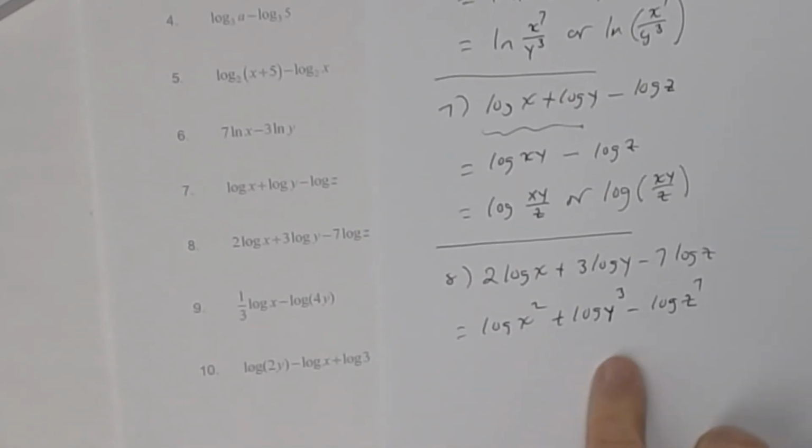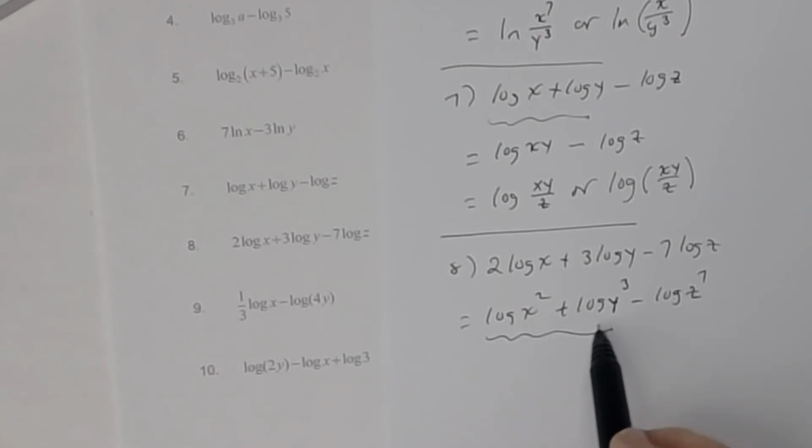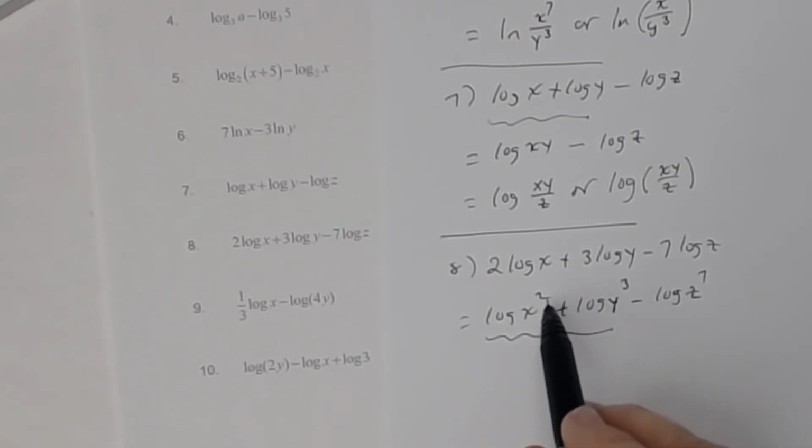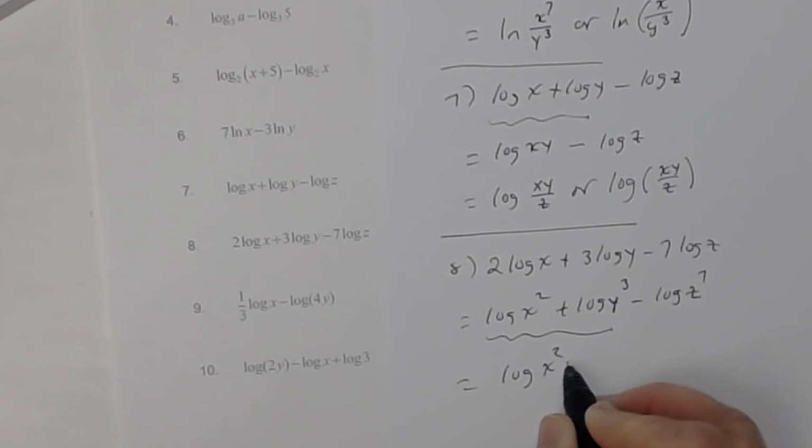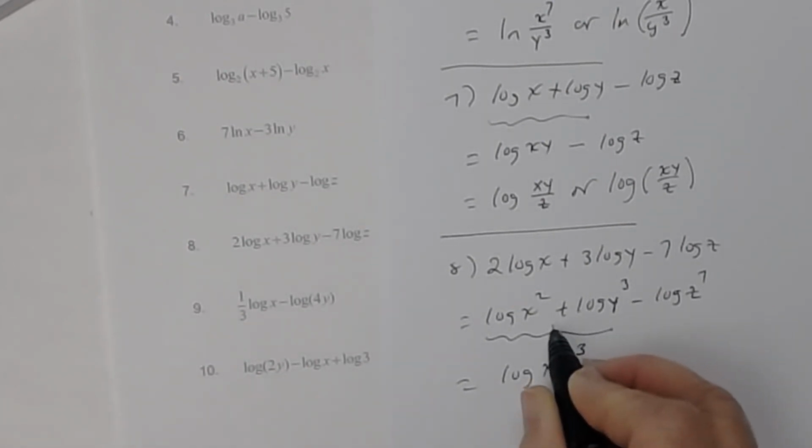And now when I go from left to right, I can do this one first. Always go from left to right. So when I go from left to right, I come across the sum of these two logs. They have the same base. Base is 10. So I can use the product rule. So this becomes the log of x squared y cubed.